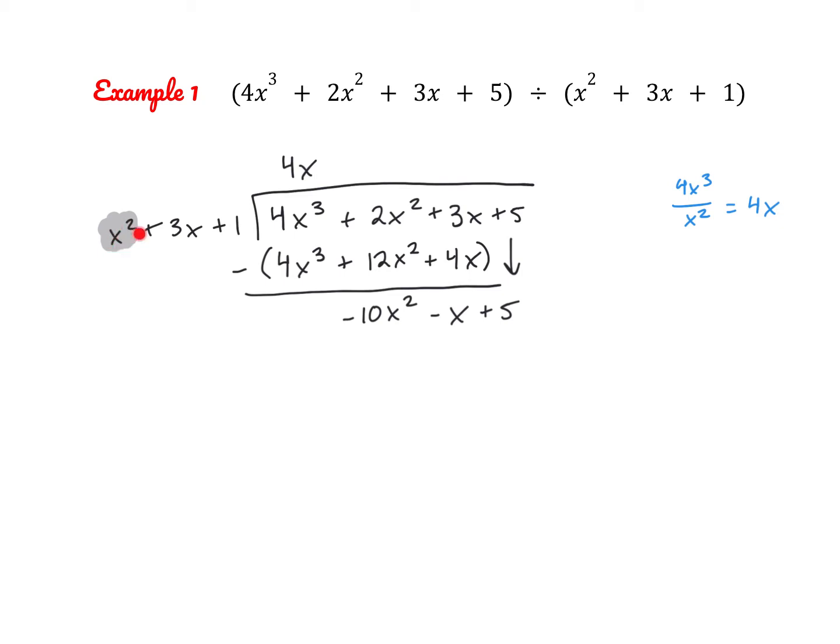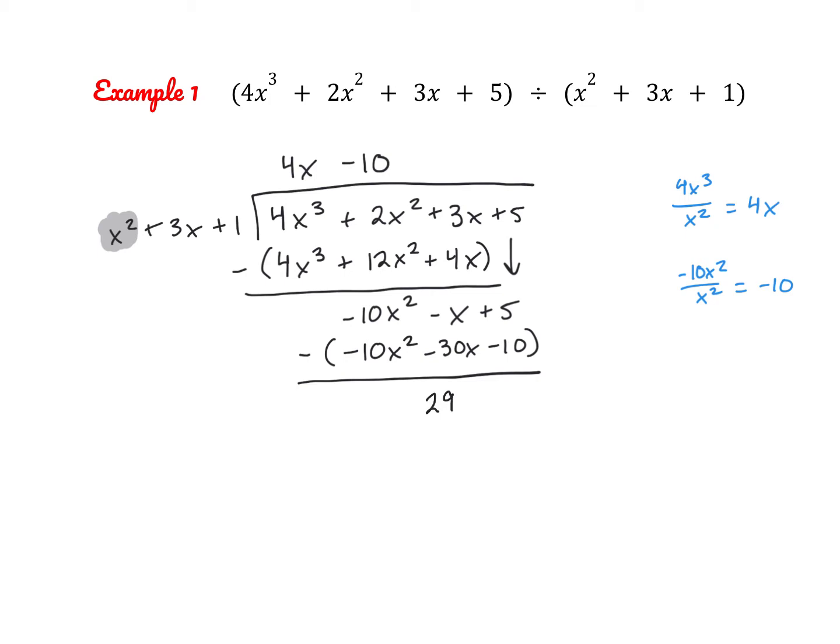Now we're going to do it all over again. We're going to say how many times does x squared go into negative 10x squared, or really what we're doing is negative 10x squared divided by x squared, and that gives us just negative 10. I'm going to put that on top. Then I'm going to multiply negative 10 to all three terms, so negative 10x squared minus 30x minus 10, and then be careful here, we're subtracting everything. So this becomes 0. This becomes negative x plus 30x, so it becomes 29x. And here this becomes 5 plus 10, so plus 15.